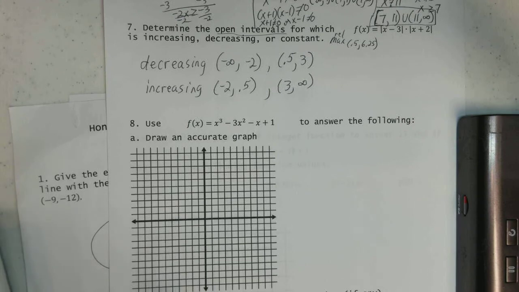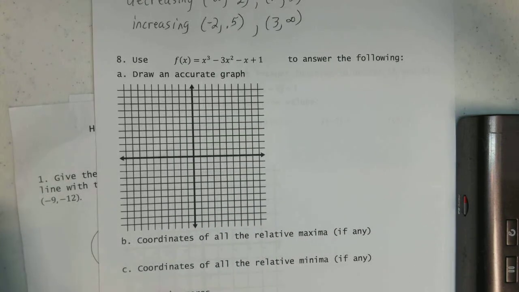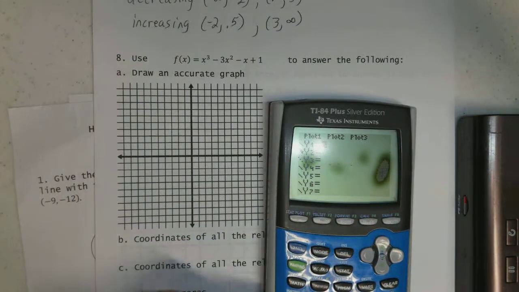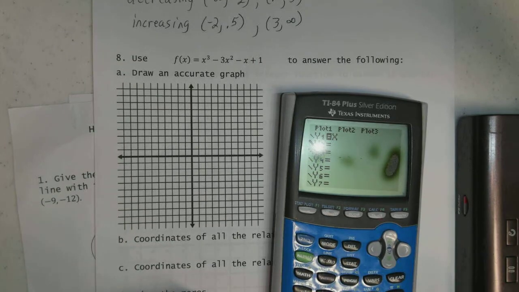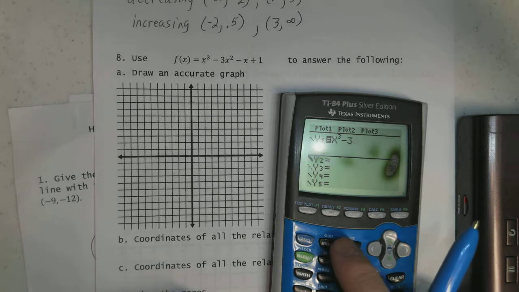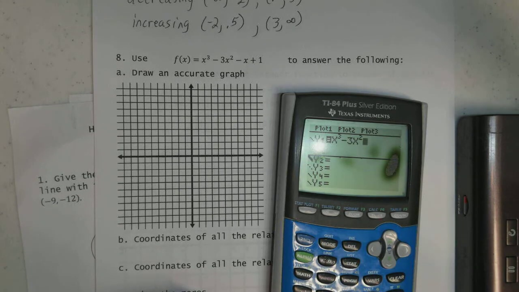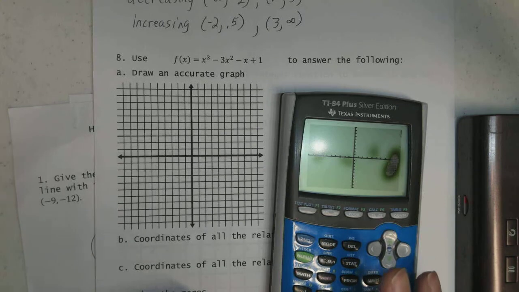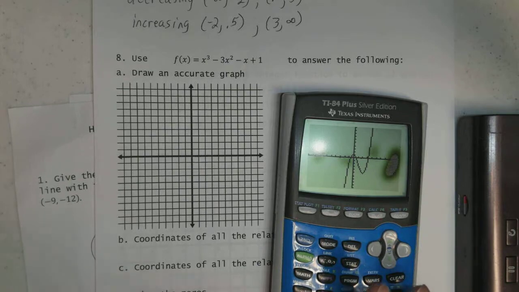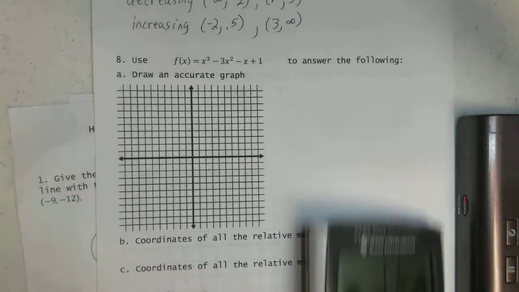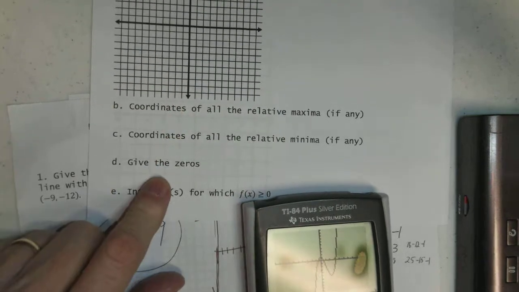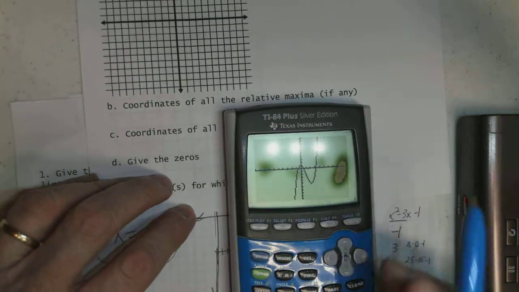All right. Number 8. Y equals, let's clear this one out, x cubed minus 3x squared minus x plus 1. And graph that. All right. I'm going to draw an accurate graph. One of the things I want to know, I'm going to answer all these questions first before I draw the graph. I got a relative max here.